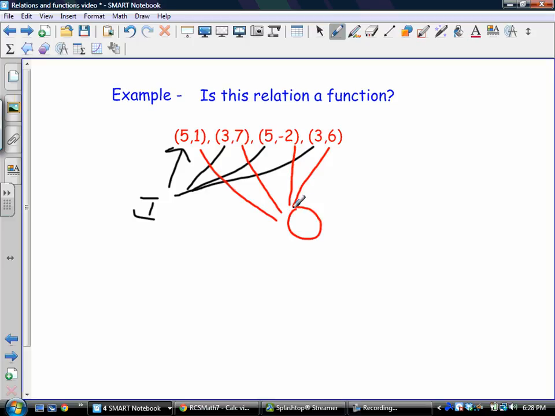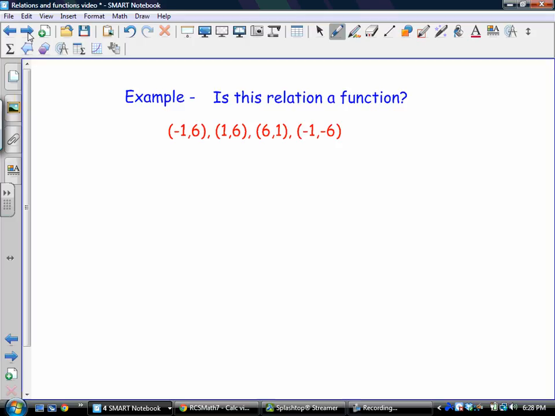So now we can look at it and ask, do any of these input values repeat? Well, yes, they do. I have two different 5s. One time I put 5 in and I got 1 out for an answer. Another time I put 5 in and I got -2 out for the answer. If I get two different answers by putting one number in, it is not a function. You'll also see that 3 repeats as well. So this is definitely not a function. The answer would be no, because one input gave me two different outputs. That's what you're looking for.